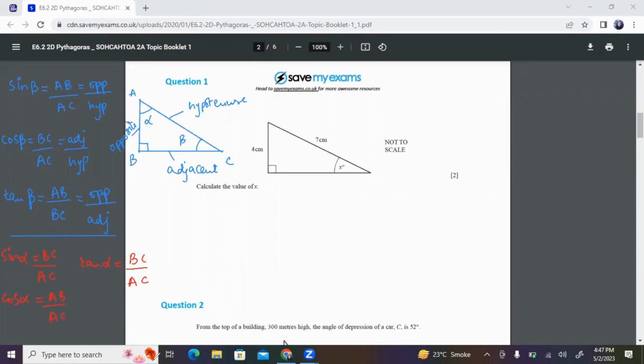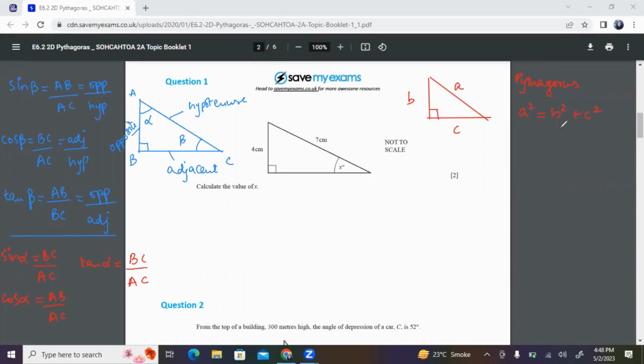Talking about Pythagoras, Pythagoras is once again only applied on right angle triangles. And the formula for Pythagoras is a square equals b square plus c square. Now, if we draw another right angle triangle over here, a square basically denotes your hypotenuse. B and C denote your opposite and adjacent.